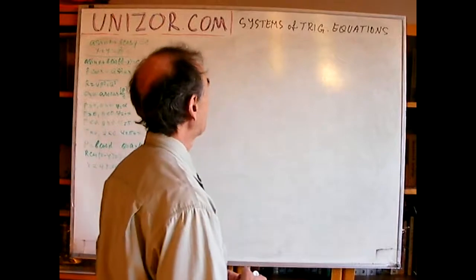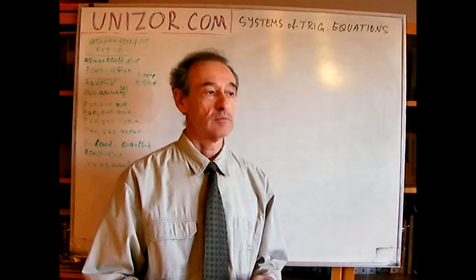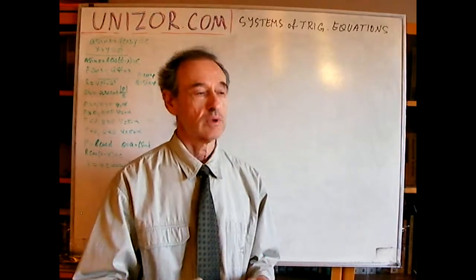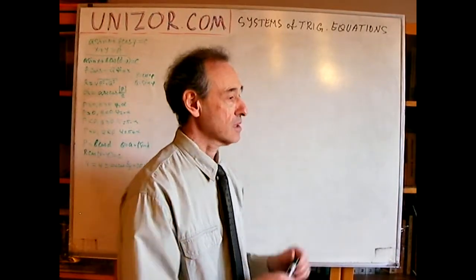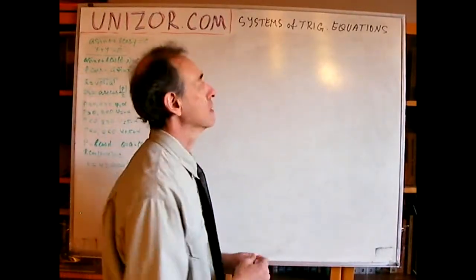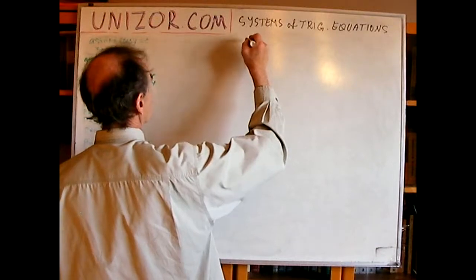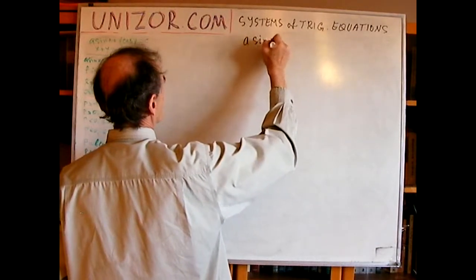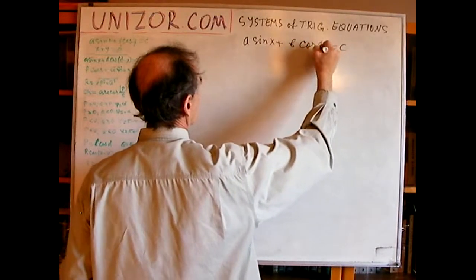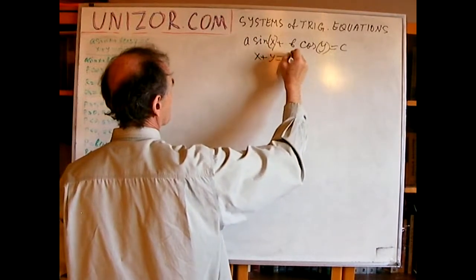All right, so I would like to present one particular system, and I will just solve it. And then there will be certain problems which I will just continue analyzing and explaining. So this particular lecture will be about one particular system of trigonometric equations, and let's just follow the logic of this. The system is as follows: a sine x plus b cosine y equals c, and x plus y equals d.